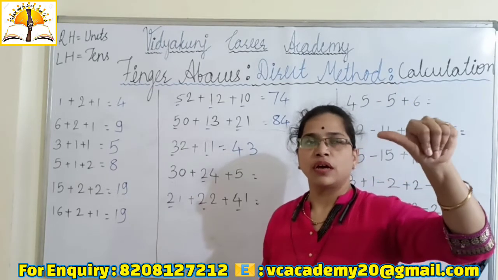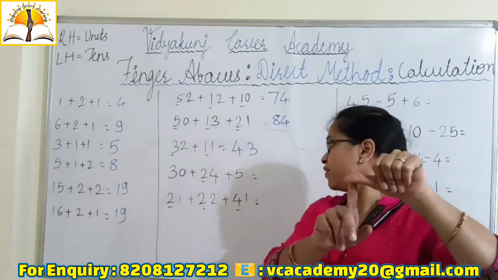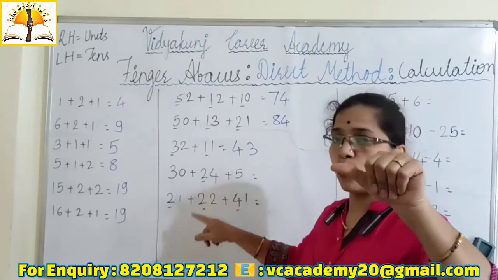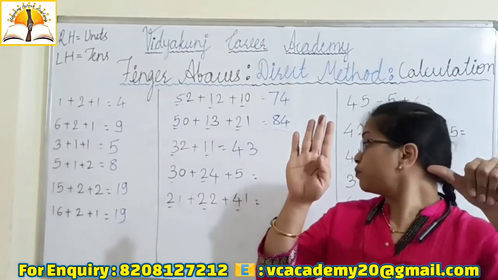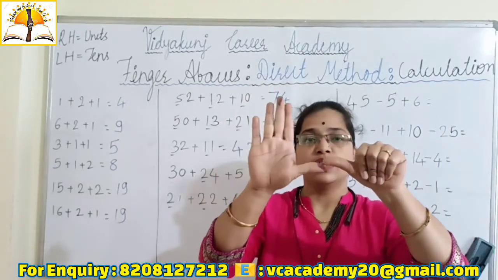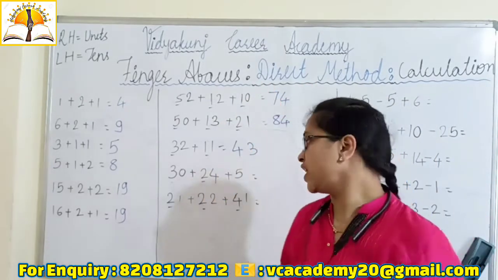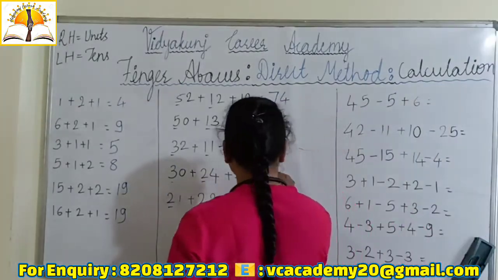Close 4 fingers and raise the thumb. It means 50. Then here 4. 54. This is plus 5. Raise your thumb, then it becomes 5. Now here 59. What is our answer? 59.